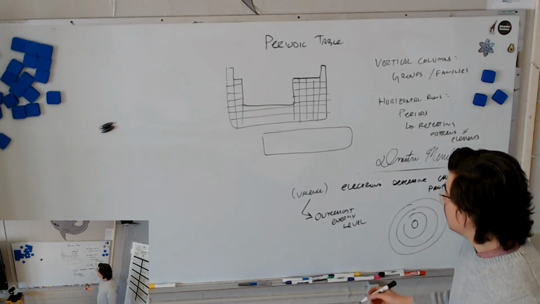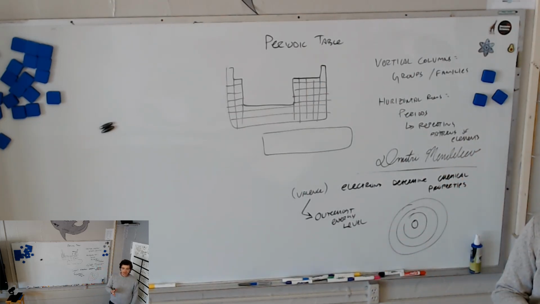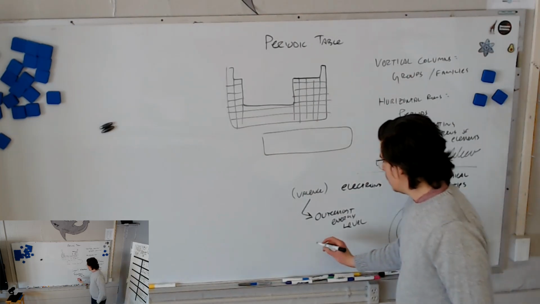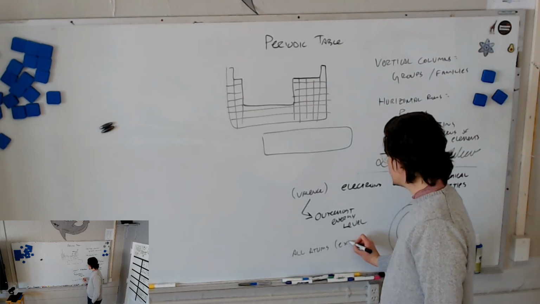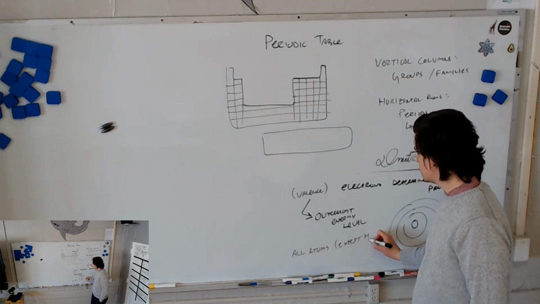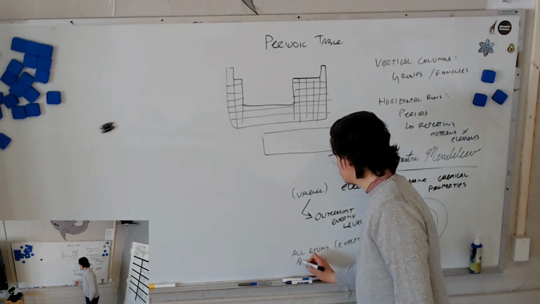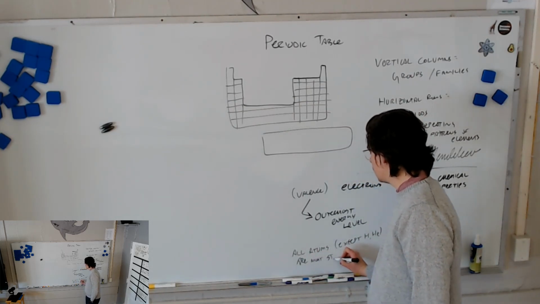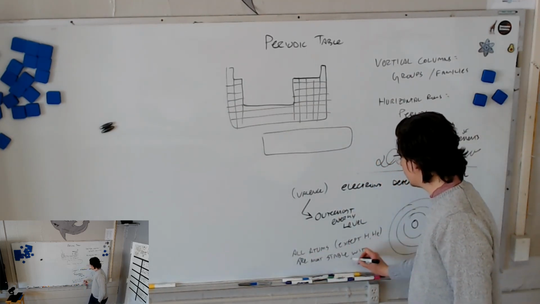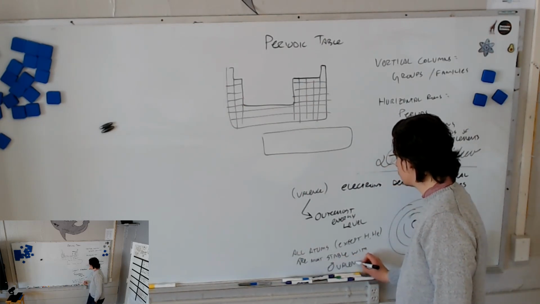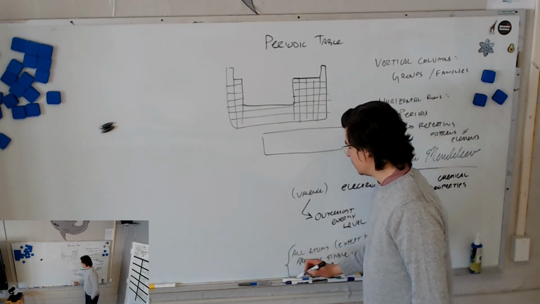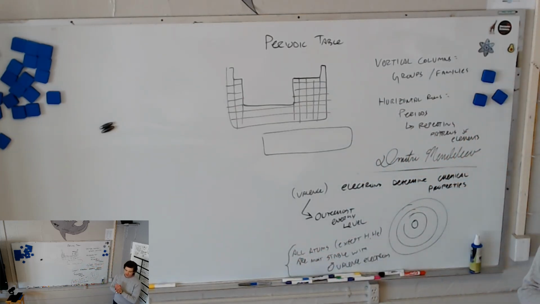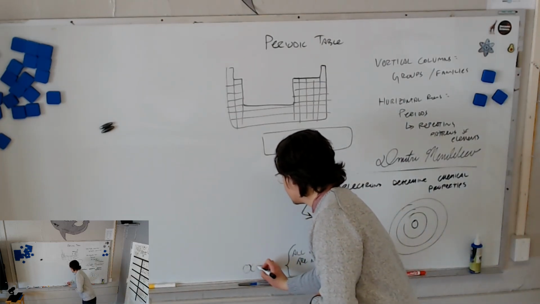Another thing we should know about the electrons in the atom is that all atoms, except hydrogen and helium, are most stable with 8 valence electrons. This is another fundamental rule. In a second we'll talk about why hydrogen and helium are exceptions, but we call this principle the Octet Rule.